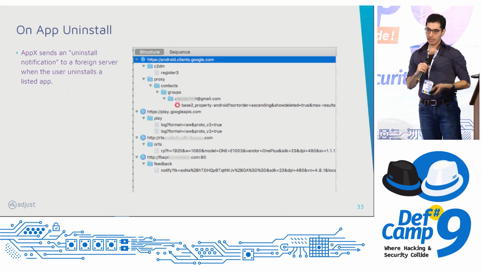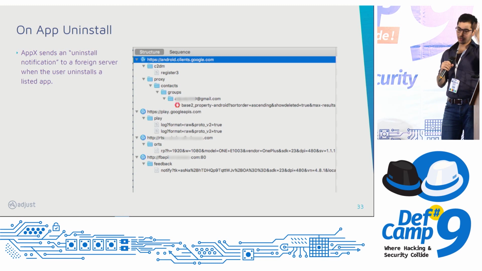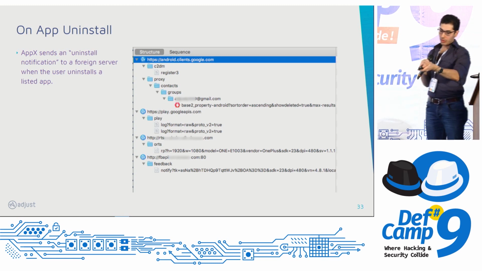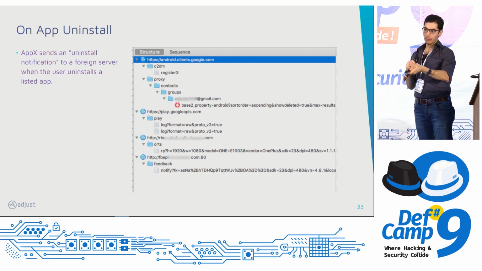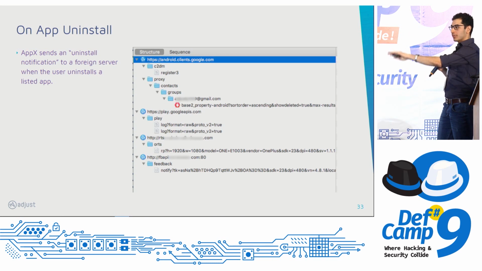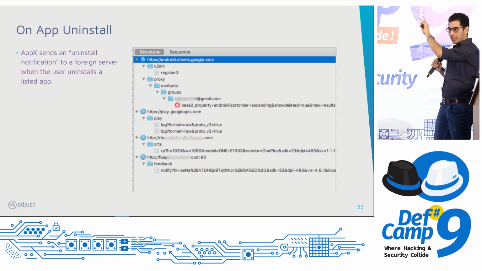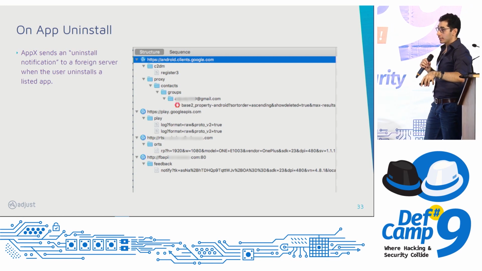When you uninstall an app, that's the second question that we need to answer. When you uninstall an app, what happens? There is immediately a request coming from AppX. If I have installed Candy Crush, and Candy Crush is on the list of the 3,600 apps that are hard-coded in the app, if it finds it, it will send a request to this server with my Gmail account, with the properties and the name of the app that has been uninstalled.